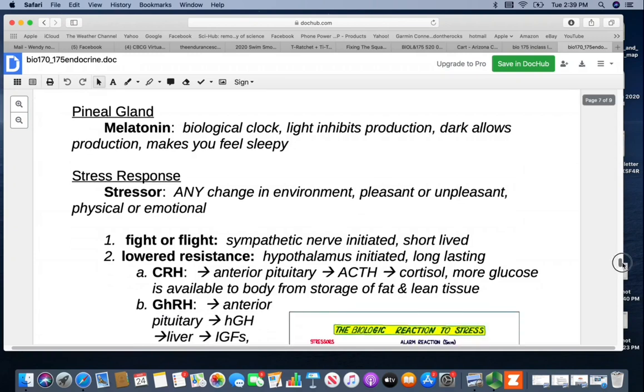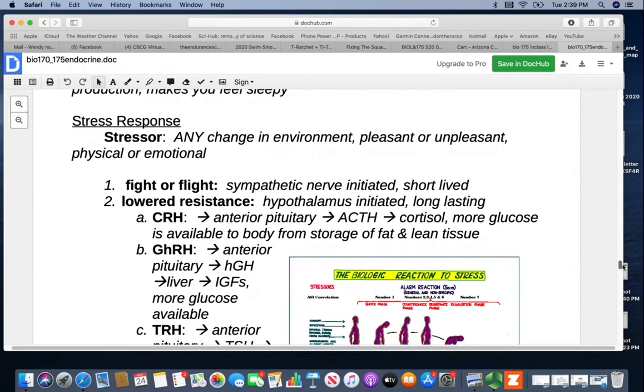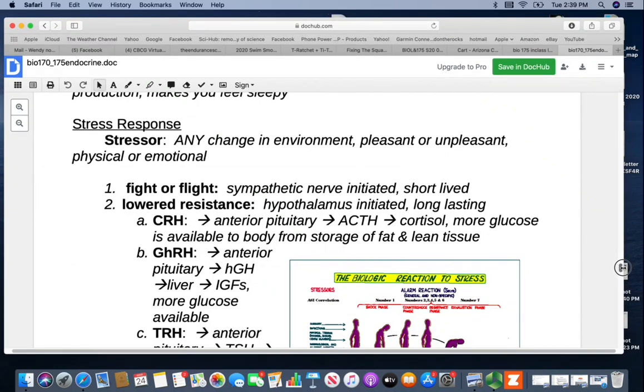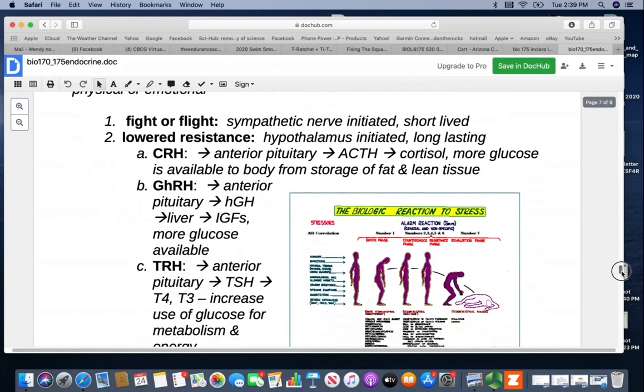So with the stress response, a stressor is any change in the environment. It can be pleasant or unpleasant, physical or emotional. If somebody drops $5 million on your doorstep, it would actually be a stressor. So initially, you're going to have the fight or flight response. This is sympathetic nerve initiated and is short-lived, but this is going to get the response started very quickly.